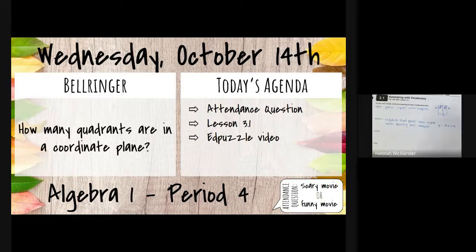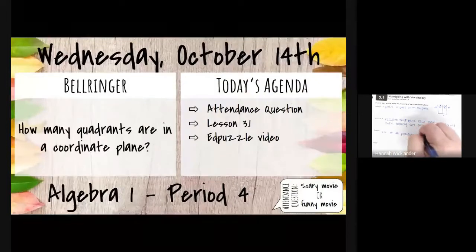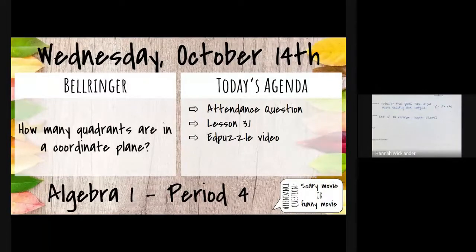Domain is the set of all possible input values, and range is the set of all possible output values.